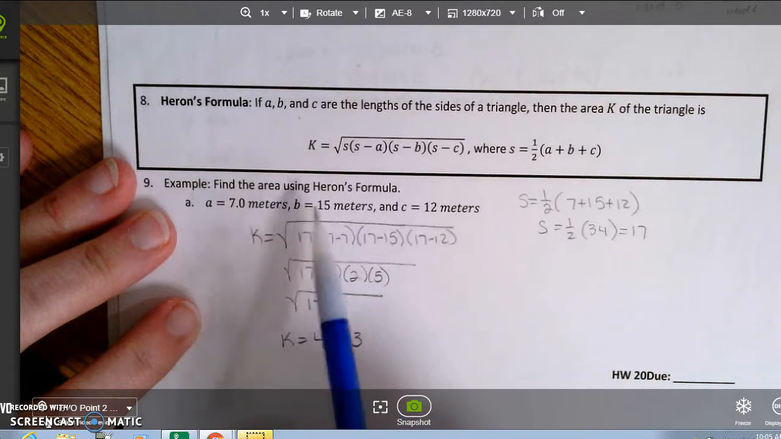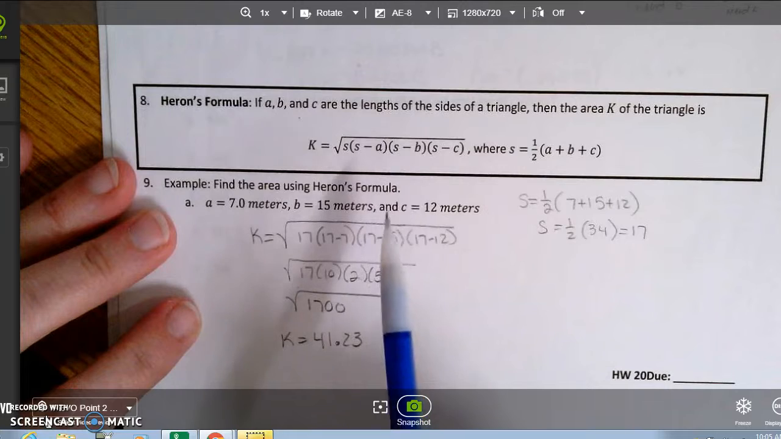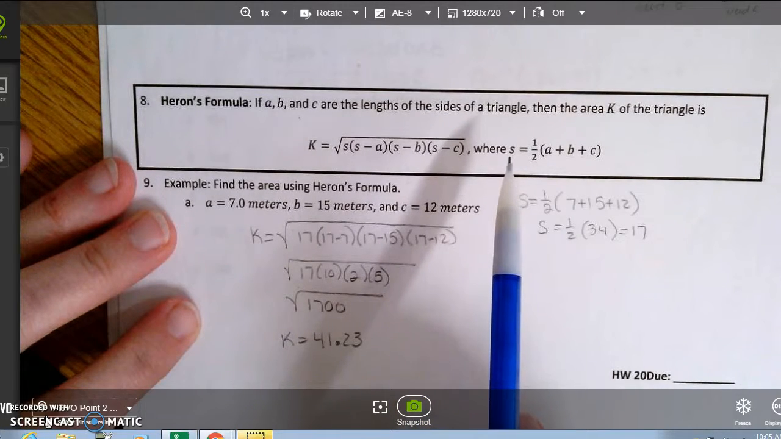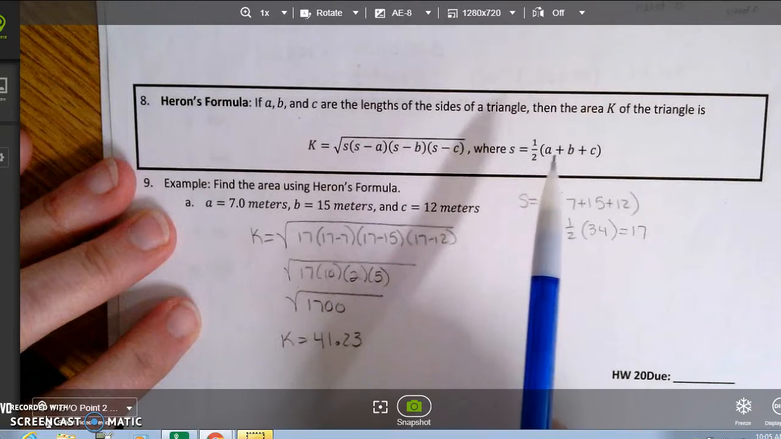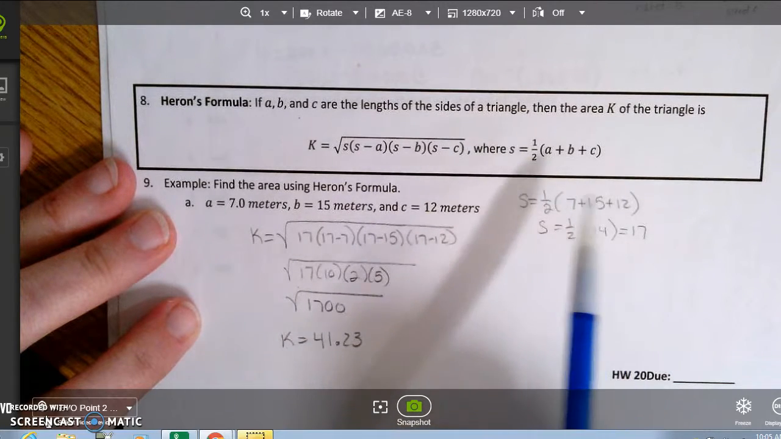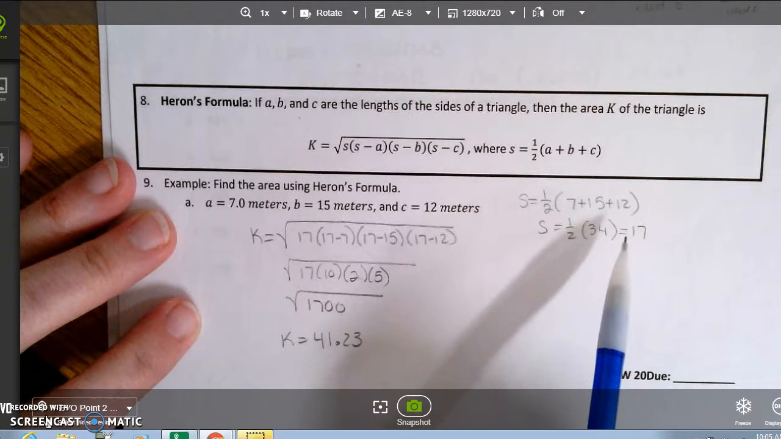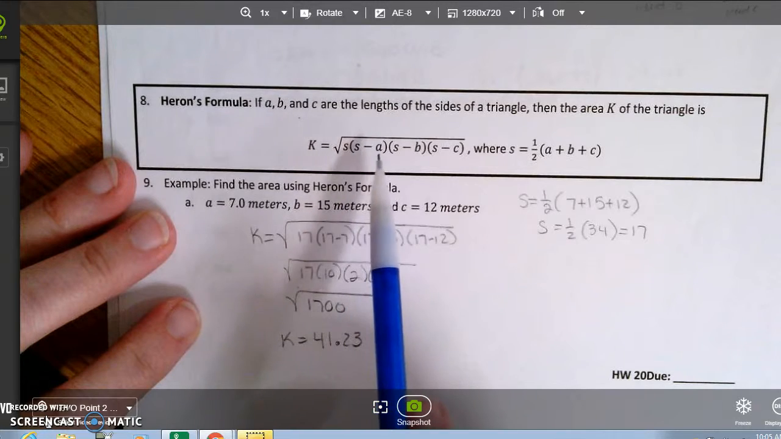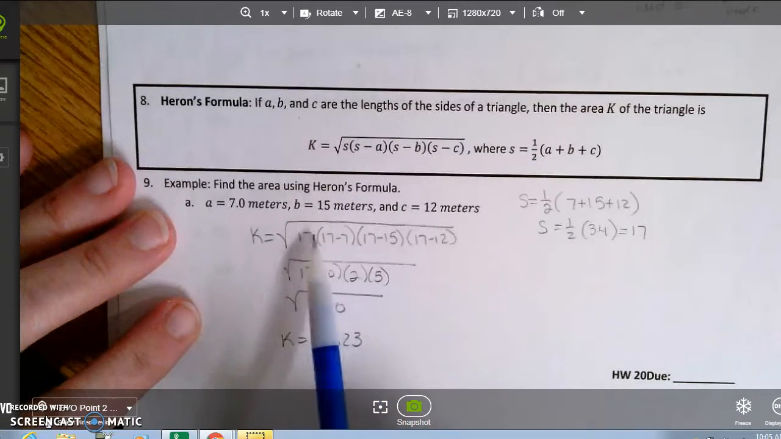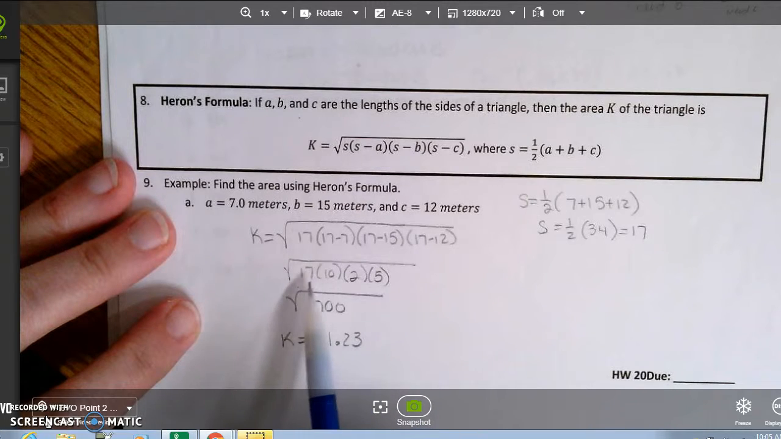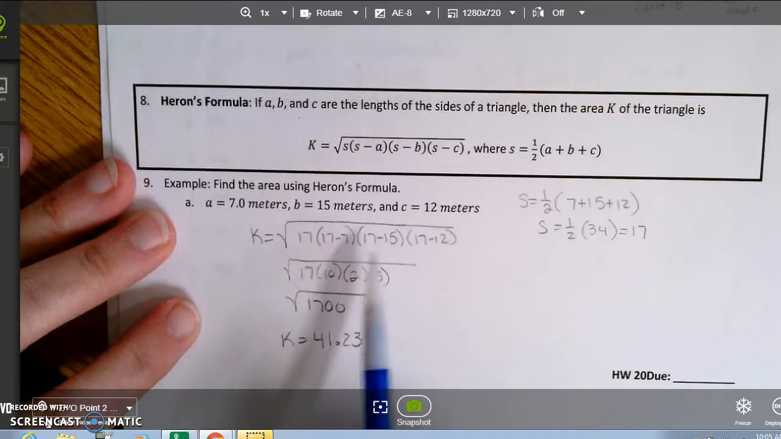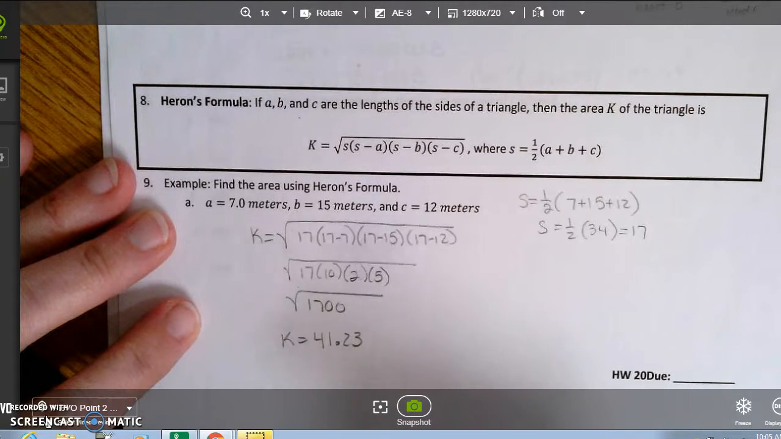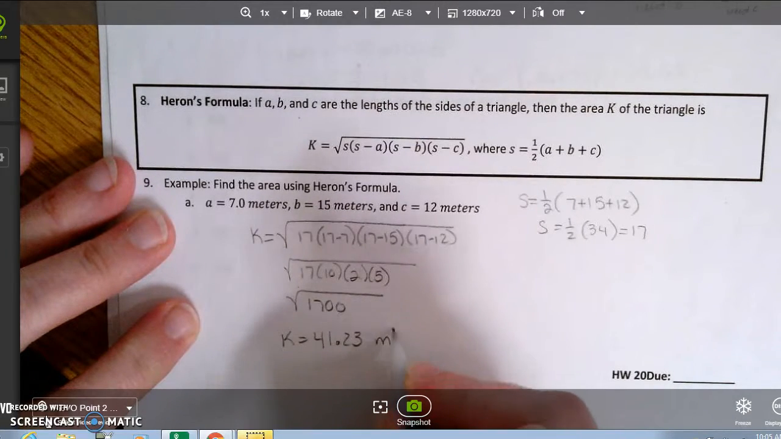So in this case, I'm given 3 sides of a triangle. So I can find this value of S, which is going to be a constant, and it's 1/2 A plus B plus C. So you'll notice I did my math over here and I got S. Then I'm going to use that value of S in this formula with S and A and B and C. So I write my formula out. I'm doing my math here, just subtracting, combining like terms. And so I end up with the area of the triangle is 41.23 square meters or meters squared.